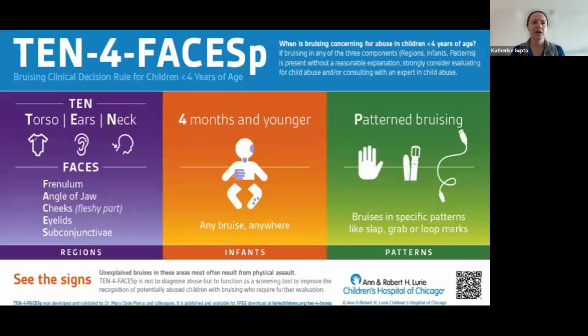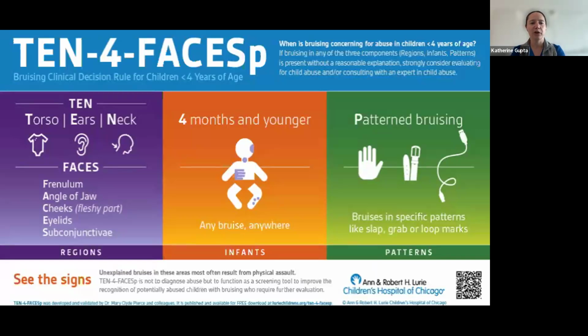So there's a physician who works currently out of a children's hospital in the United States. Her name is Mary Clyde Pierce, and she has really devoted her career to studies that help inform us when we should be worried about bruising. She and her team came up with this clinical decision rule that's freely available on the internet, and anybody around the world should be able to get to it. The bruising rule is called the 10-4 faces P rule. Most people will just call it 10-4 faces. And this helps remind you when bruising should raise a red flag.